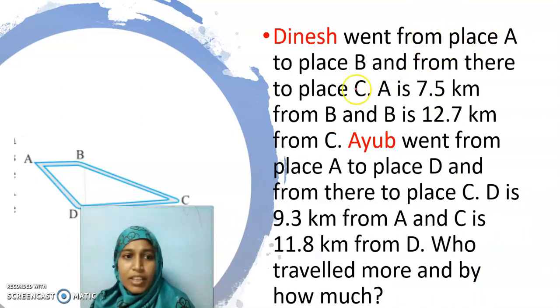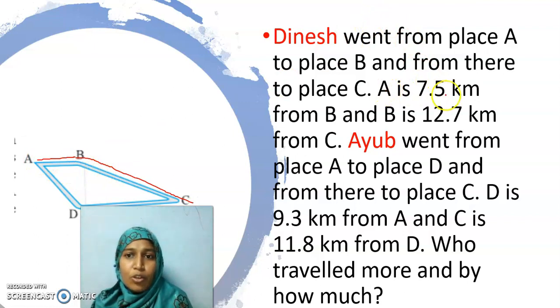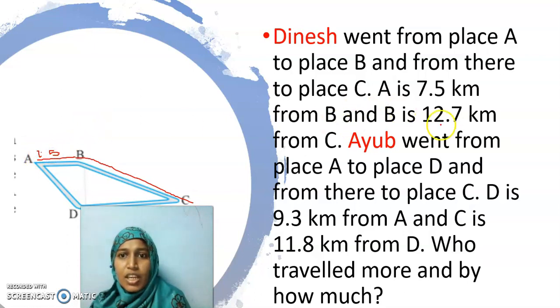Dinesh went from place A to B and from there to place C. He took this route, A to B and B to C. This is the route Dinesh took. From A to B it is 7.5. From B to C it is 12.7. Okay, then Ayub took another route from A to D, then D to C.